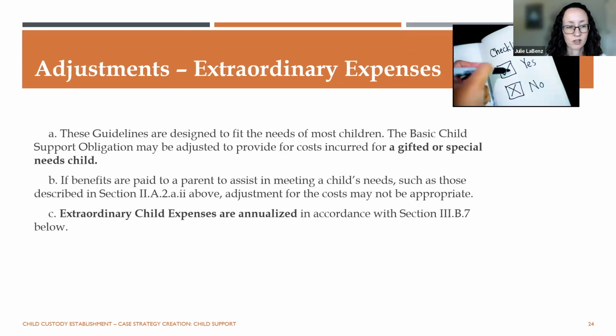How about extraordinary expenses? The guidelines are designed to fit the needs of most children. The basic child support obligation may be adjusted to provide for costs incurred for a gifted or special needs child. If benefits are paid to a parent to assist in meeting a child's needs, such as those described in the guidelines, adjustment for the cost may not be appropriate. So if, for example, a parent is getting some subsidies from the state to pay for special gifted or special needs children, then they're not going to get a credit for that. Also, you can annualize extraordinary childcare expenses if you don't incur them every month.